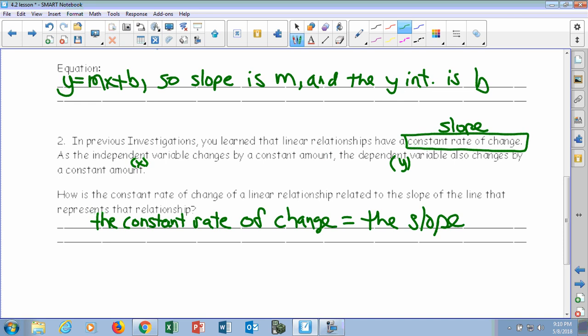They're the same thing. So how are they related? Well, they're the same thing. You can't get more related than the same person, right? We just use two different words to describe the same situation. Constant rate of change, slope, is the same thing.